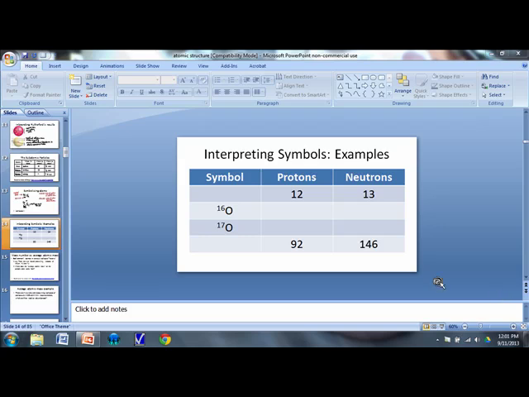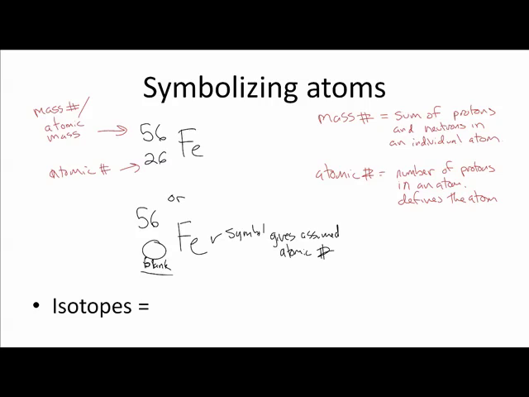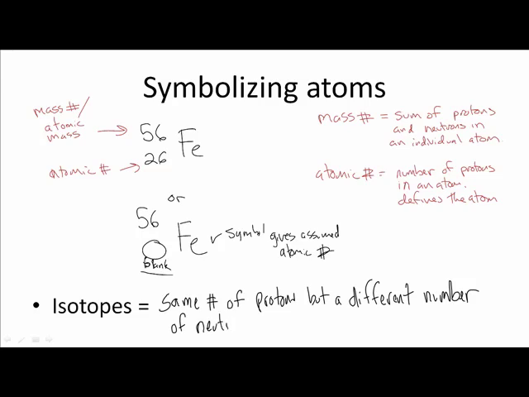Yesterday we finished up with symbolizing atoms, and we had not mentioned one thing on the bottom of that slide, which is isotopes. Isotopes are atoms that have the same number of protons, but a different number of neutrons. So chemically they behave the same, but their mass is slightly different. On the next page, I'm going to give you some examples of different isotopes.